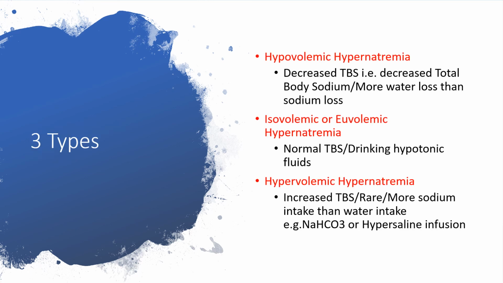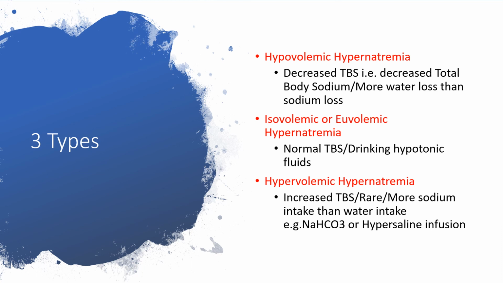Three types of hypernatremia could be found. Either hypovolemic hypernatremia, where we'll be dealing with decreased total body sodium when we compare that to water. And why that? There's likelihood of more water loss than sodium loss. In isovolemic or euvolemic hypernatremia, we'll be dealing with normal total body sodium level, which means the individual is drinking more hypotonic fluids.